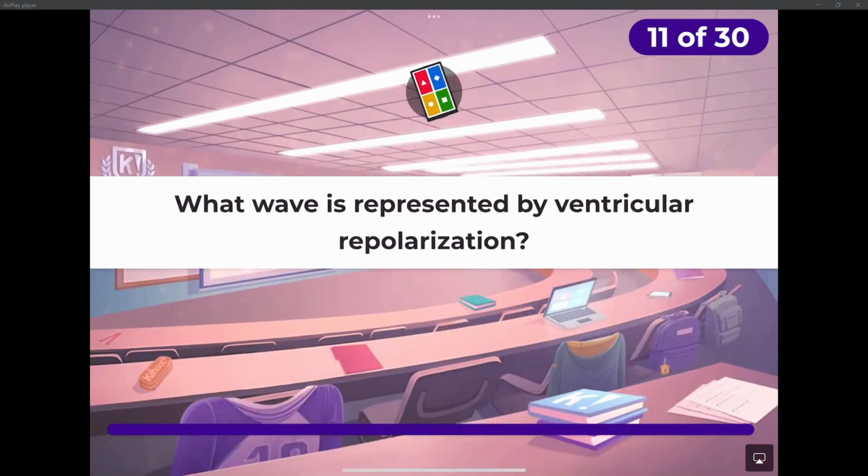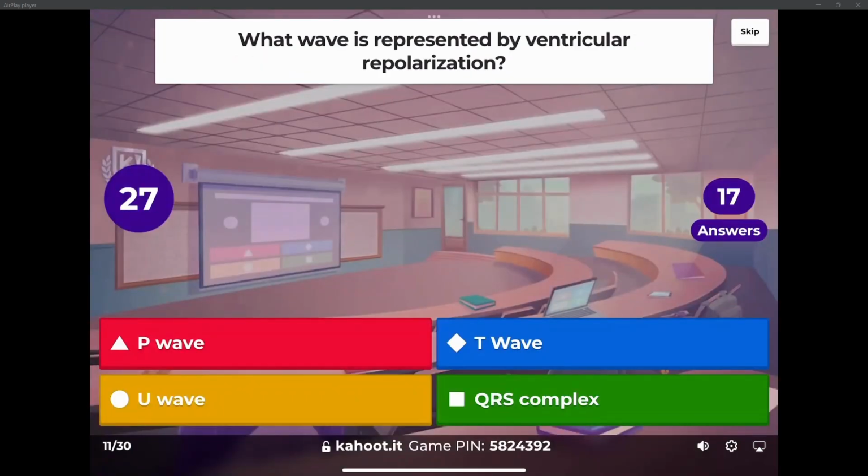Okay, so what EKG wave is represented by ventricular repolarization? Ventricular repolarization. Okay, what's the P wave? Atrial depolarization. What is the QRS complex?